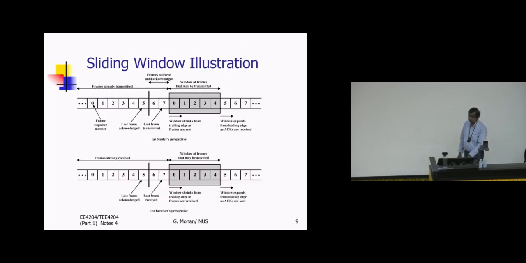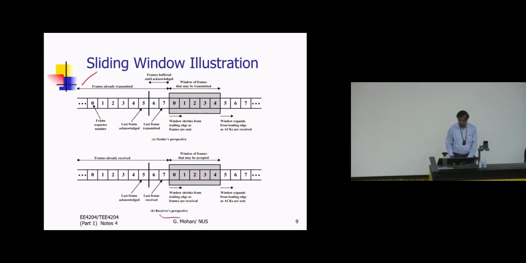Now let's look at this illustration. Now you will understand why it's called sliding window. Again, there's no window to slide. It's a simple program with a simple variable, manipulation of variable W. Let's say the figure at the top is the sender's window. Bottom is the receiver window.